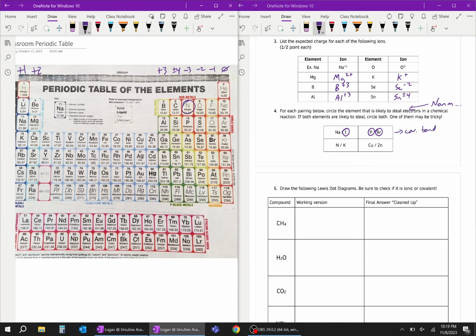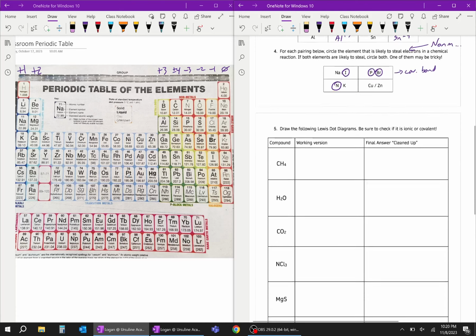Nitrogen and potassium. Nitrogen is my nonmetal. It will steal from potassium. And then copper and zinc. These are both metals. Technically, they'll both try to steal, but they'll both kind of share as well. This will be a metallic bond, and I'm not going to circle either one. Another way to ask question number 4 is to say, circle the nonmetals.